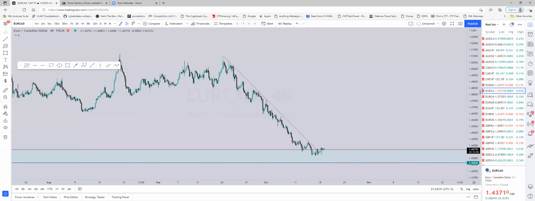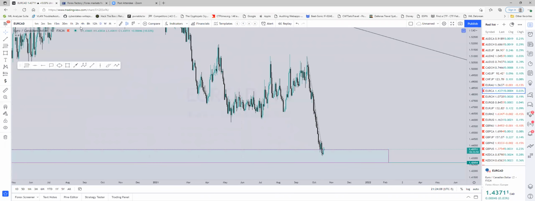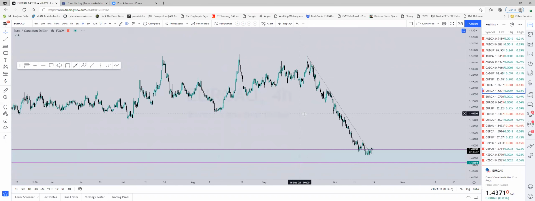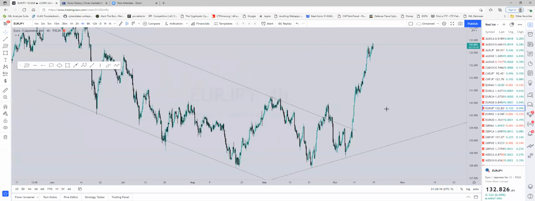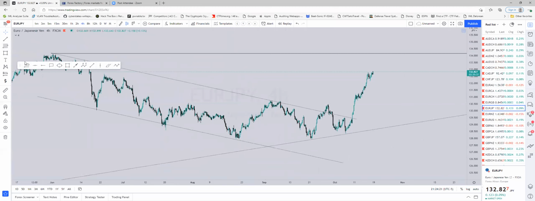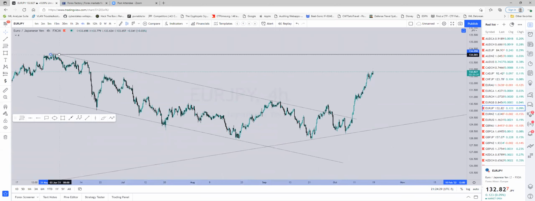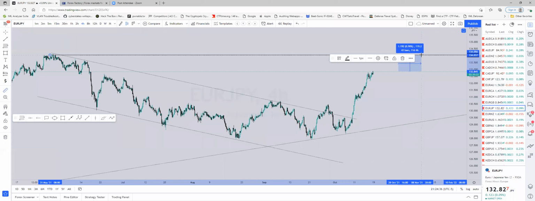Eurocad. I can see that selling as well, but personally, I'm staying away from it. Eurocad hasn't really been too nice this year. EJ, I can see it going and buying all the way back up to the 119 pips.